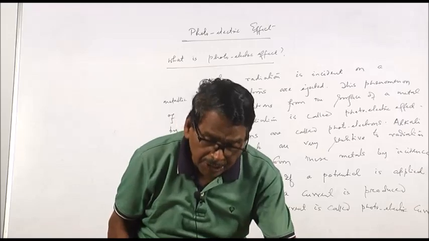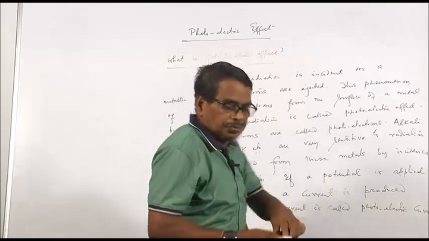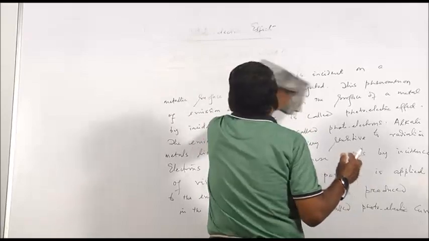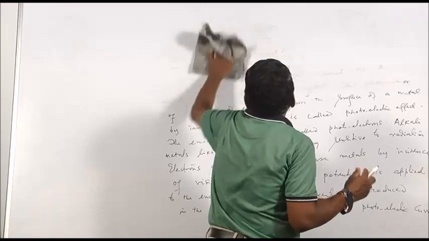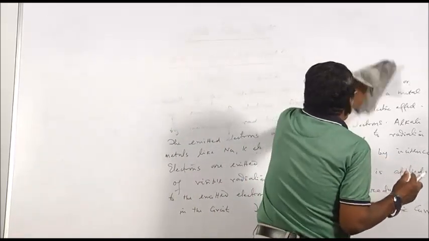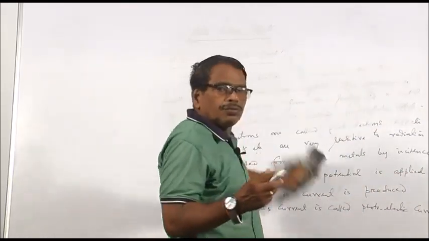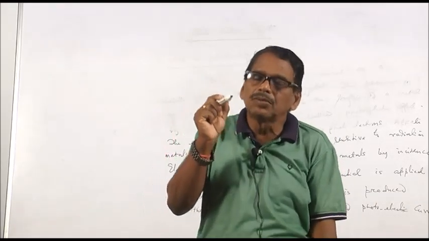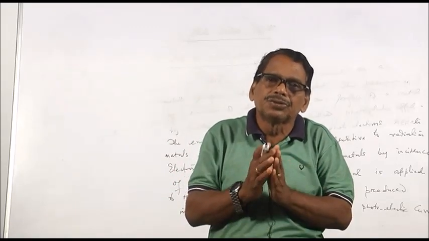Next, we will go to how we can experimentally study the photoelectric effect. In order to study it experimentally, what do you need? You need a metal, a photosensitive material, on which radiation will be incident, and the emitted electrons will be subjected to a potential difference so that you will get current in the circuit.